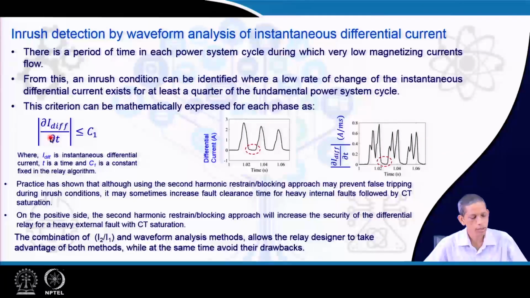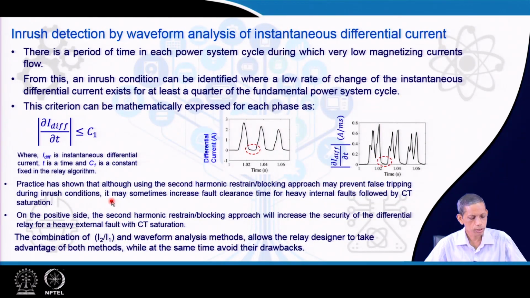When the magnitude of the derivative of the differential current becomes smaller than the threshold, then we know that at some patches the inrush can be detected from that. This is a period of time in which the system goes through a small value, and that can be detected by this principle of operation.